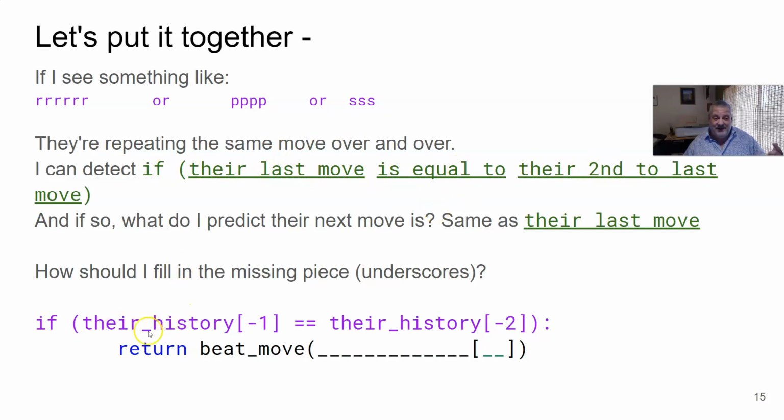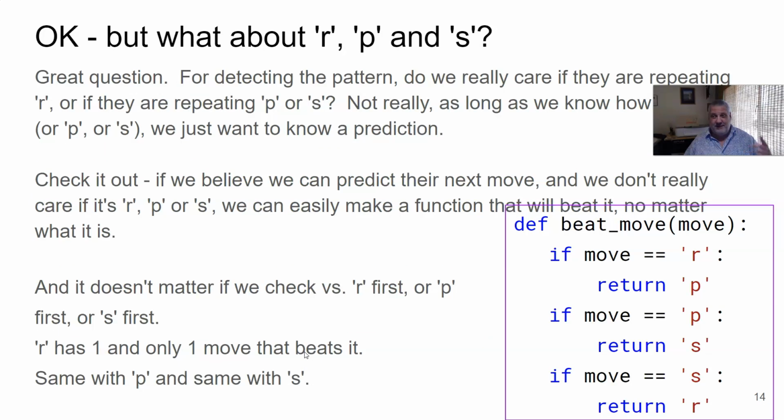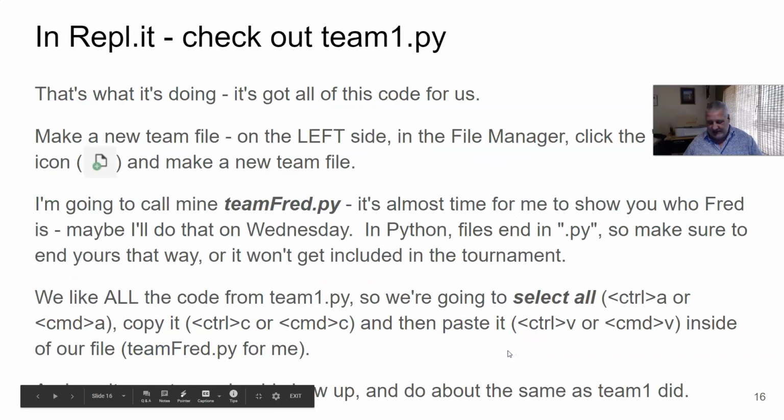Which is down here. If their last move, their history minus 1, equals their second to last move, their history minus 2, right? That literally means their second to last move, the second to last character in that string. If that's the case, well, I can just call beat move because I know how to beat all that stuff. I'm smart, right? What do I fill in here? What's the thing that I need to pass to beat move?